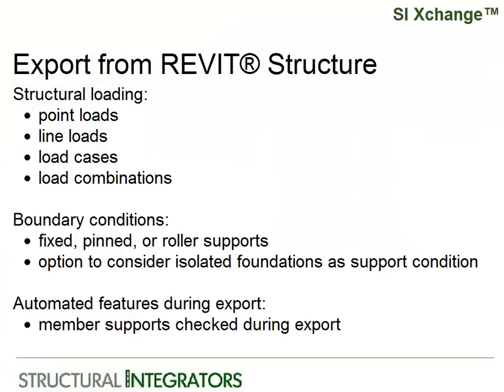Structural loadings such as point loads, line loads, and any of the load cases and load combinations will be exported. Also boundary conditions, fixed, pinned, or roller supports, will be considered. And there's also an option to consider any isolated foundations that you have in the model as support conditions. Another automated feature during the export will be a member support check.